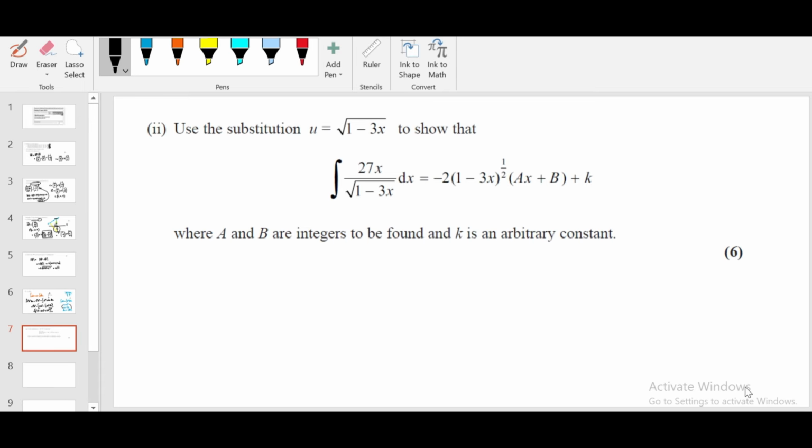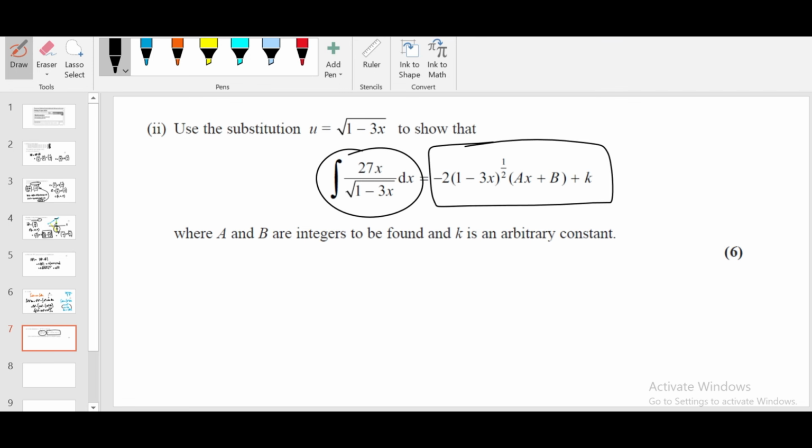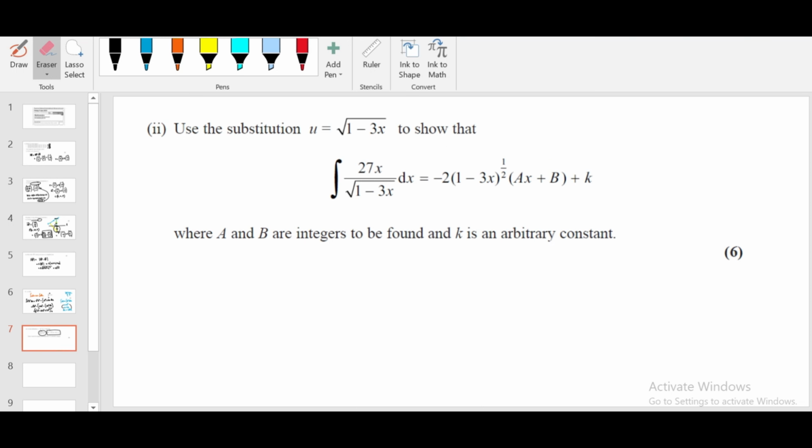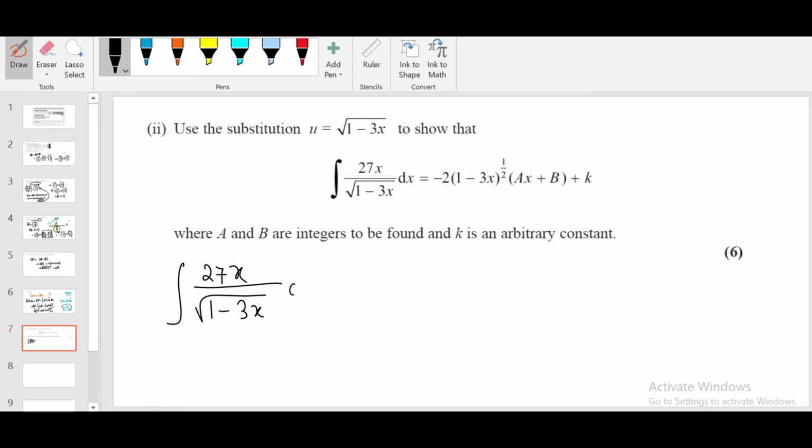It's a 6 mark question. Use the substitution u equals square root of 1 minus 3x to show that the value of this integral can be written in this form. Okay, so first we need to slowly convert everything in terms of u. You see what I'm going to do? Integral of 27x divided by square root of 1 minus 3x dx is equal to integral. We know square root of 1 minus 3x is just u.